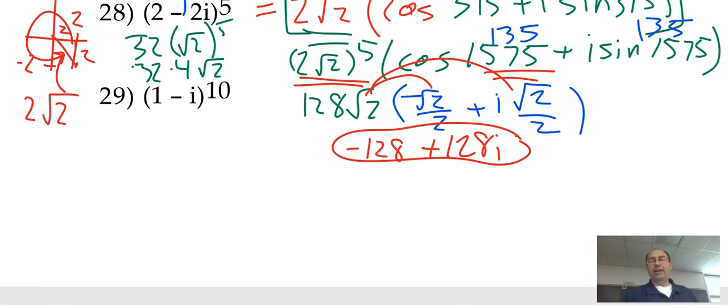All right, so 29 is going to be very similar. You got 1 plus I, or 1 minus I, sorry, you got 1 minus I. Ooh, what kind of triangle is that? A really bad one. Oh my goodness, my eraser, what's going on? It's trying to erase.